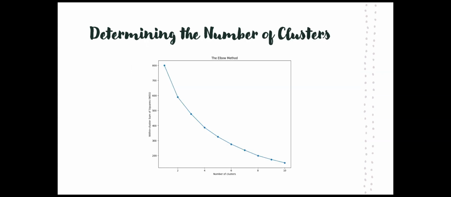Next, we tackled the challenge of determining the optimal number of clusters. We employed the elbow method, plotting the within cluster sum of squares, or WSS in short, against the number of clusters. As we can see in the plot, the WSS decreases as the number of clusters increases, but there's a point where the decrease plateaus, indicating the optimal cluster count.